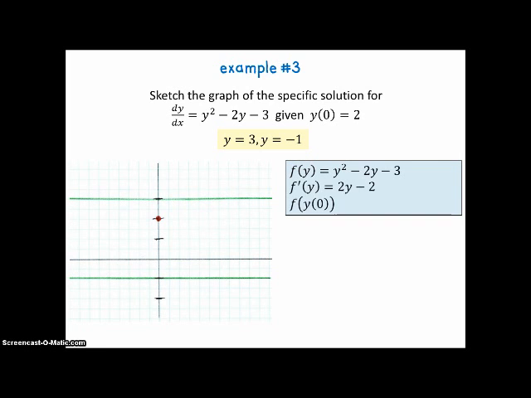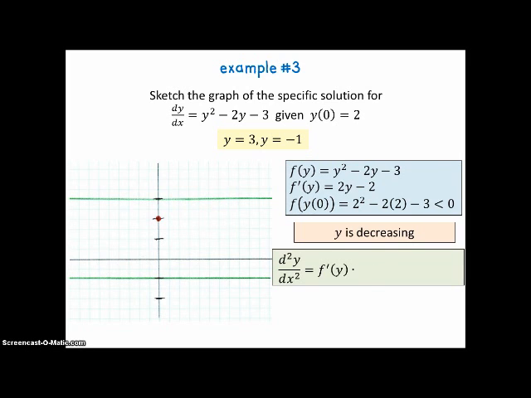Now, f of y is y squared minus 2y minus 3. F prime of y then is 2y minus 2. And in order to look at our third part of our theorem, we need to look at f of y at 0, which will tell us the direction of this solution. And so you plug 2 in for y into f of y, and you get a negative value. So that means that our function is decreasing. Okay, y is decreasing. So our graph is going to go downhill the entire way.